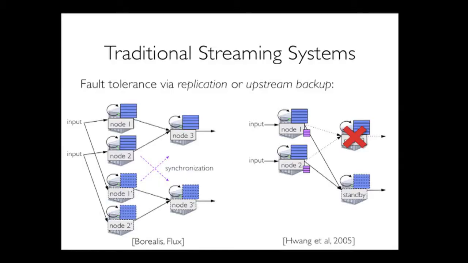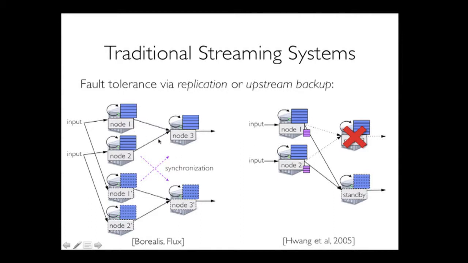Basically, there are two ways people have done fault tolerance: replication and upstream backup. Replication is the most common one in the database community, and it's been used in systems like Borealis and protocols like Flux. The idea there is you're going to have two copies of the topology I showed before, and you're going to send input to both of them. The thing that makes it hard, though, is you also have to keep the copies in sync. So there's a lot of subtlety there in the algorithms to do that.